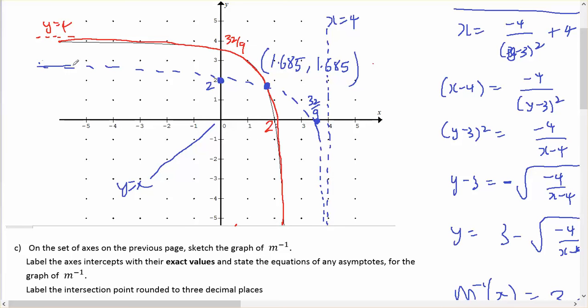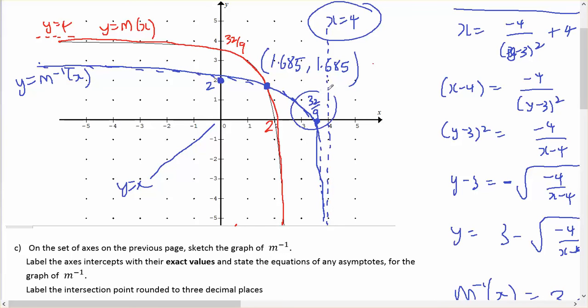So now I can go through and do a solid, nice line, making sure I approach my asymptote. This is the graph of y equals the inverse of x. This is the graph of y equals m of x. I've highlighted my asymptote labelled, my x-intercept, my y-intercept, my point of intersection, and I'm pretty happy with all of that.